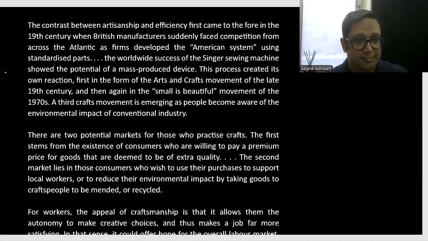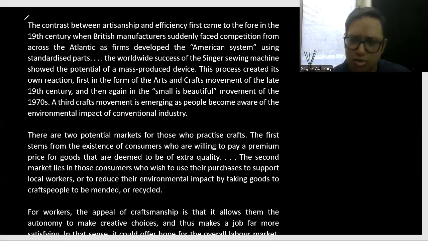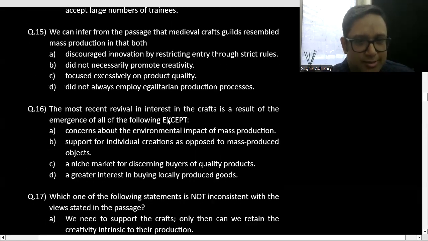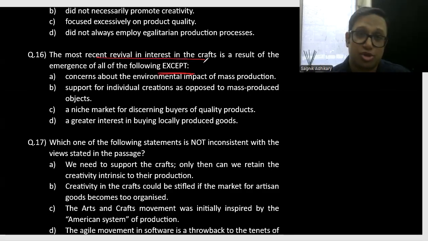The environmental issue mentioned here is also mentioned here. So that is a common issue. We understand that. Returning to the question, we see that we are looking for something that is not a reason for the most recent revival.